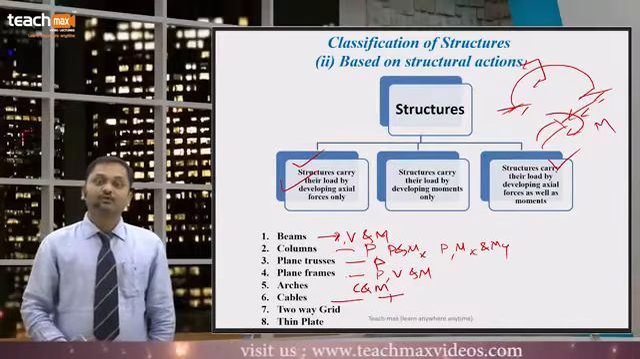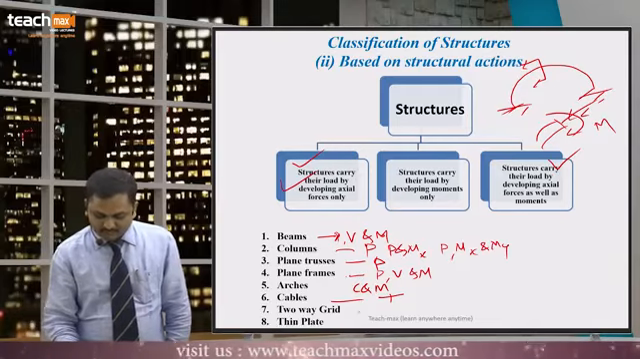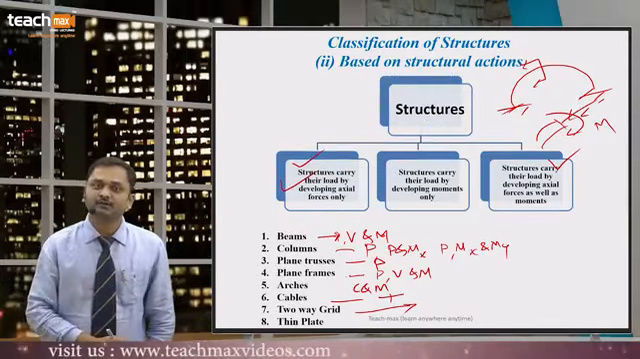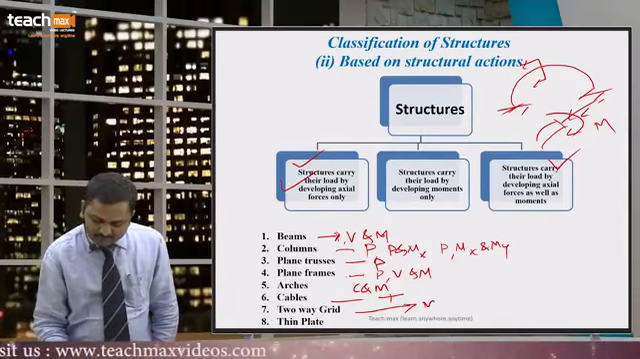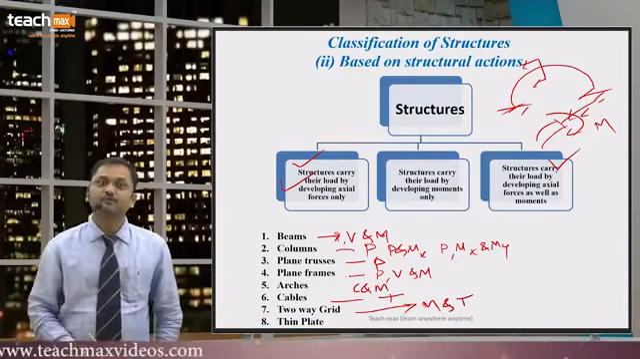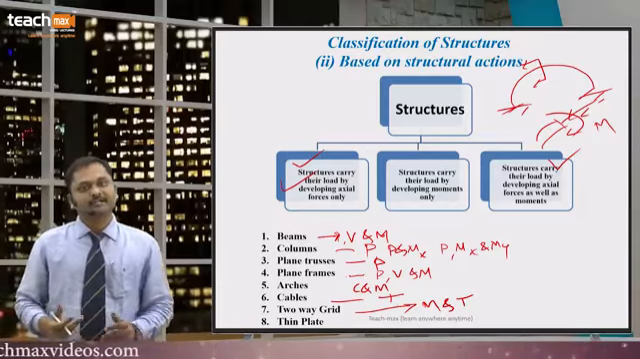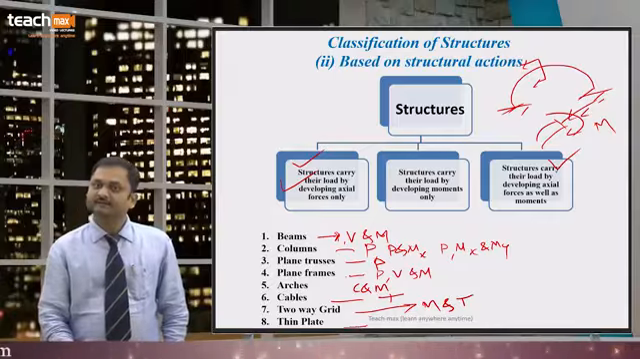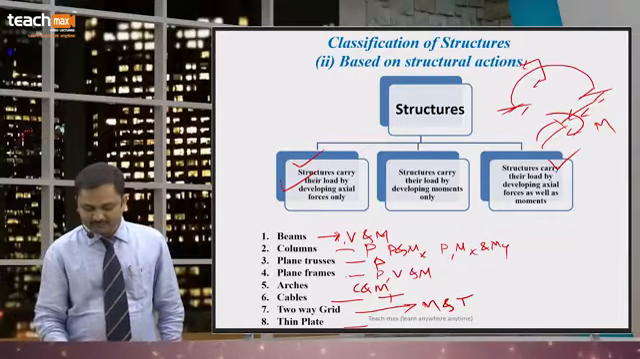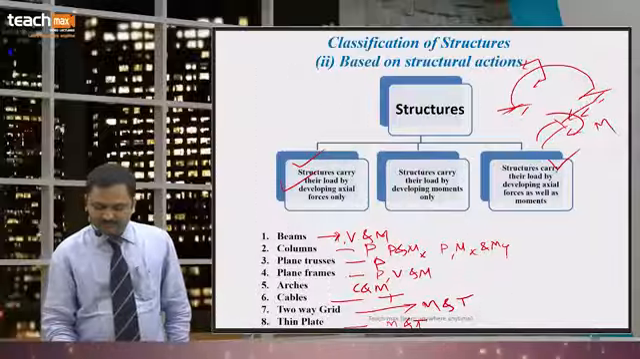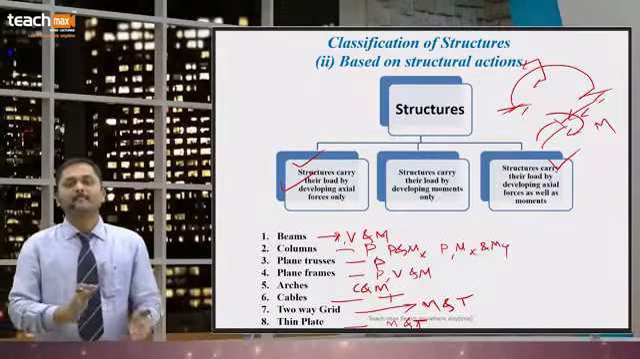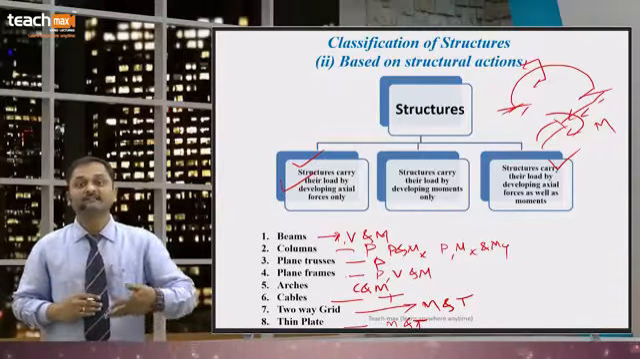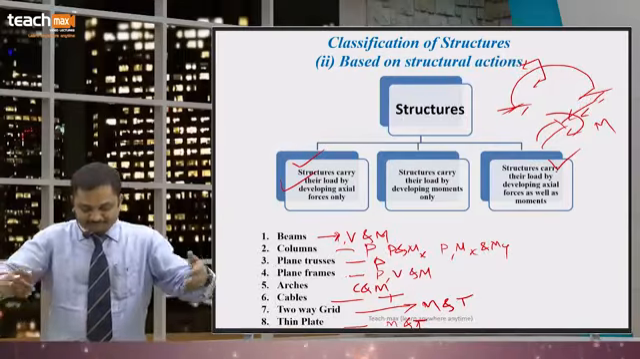ठीक है. Two-way grid carry their load by developing. क्या होगा two-way grid में? Two-way grid में एक तो bending movement आएगा और twisting movement भी आएगा. दोनों movements आएंगे. Bending movement as well as twisting movement. So both. And thin plates carry their load by developing bending. Okay, इसमें भी दोनों movement and both movements, right? So I hope you understand these all 8, because these are also might be asked as MCQ like this way.